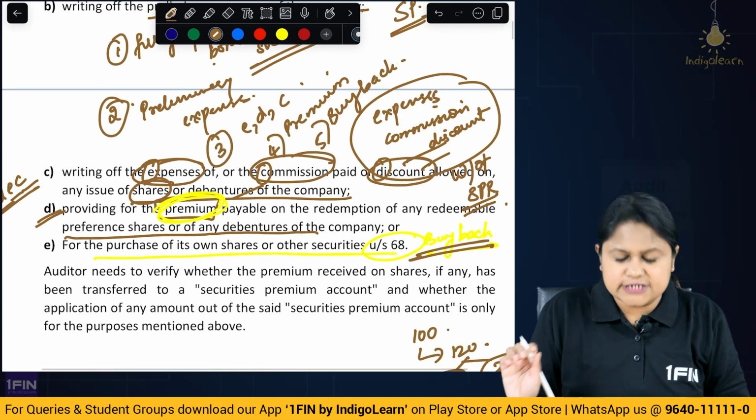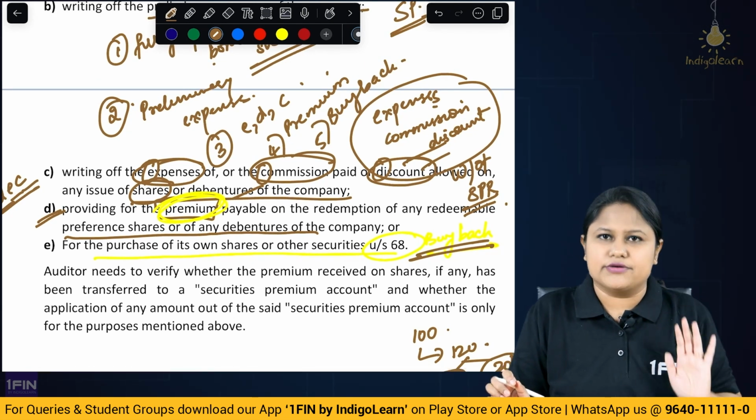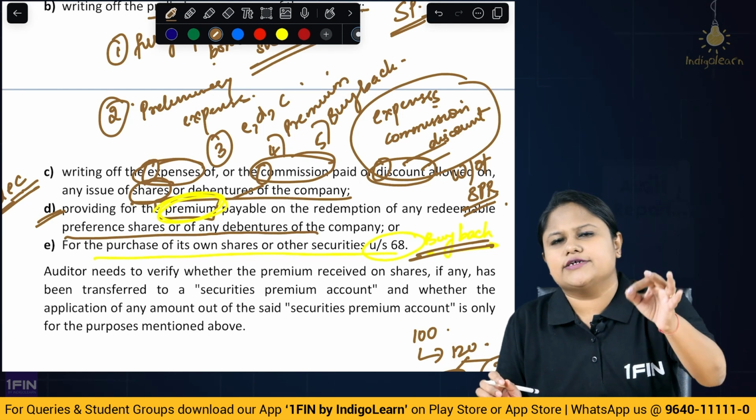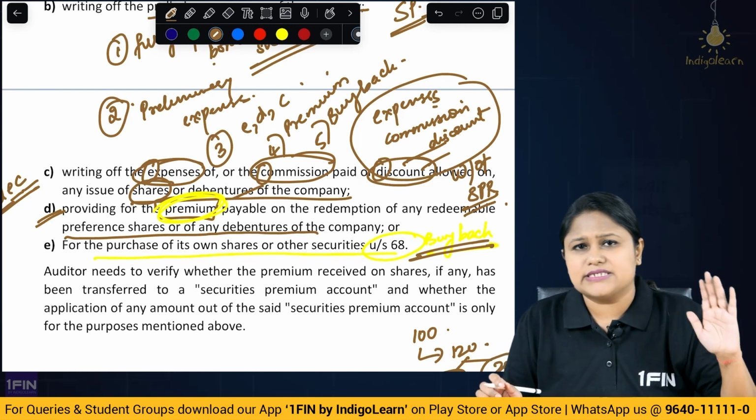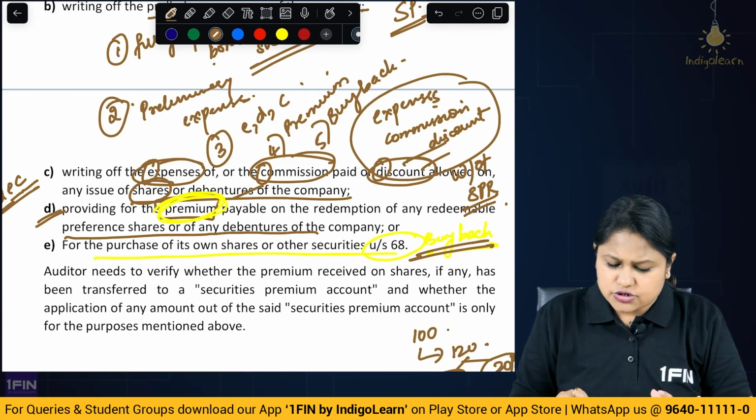Only and only for these 5 reasons, securities premium can be utilized. If for any other reason you utilized, that will amount to reduction of capital. That will not be permissible absolutely. Clear? So only for these.